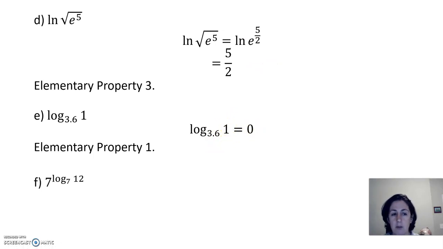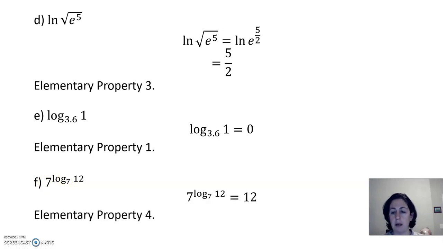7 raised to the log base 7 of 12. If the base of the exponential function and the base of the logarithmic function match, they will cancel each other, and we are left with 12. That is elementary property number 4.